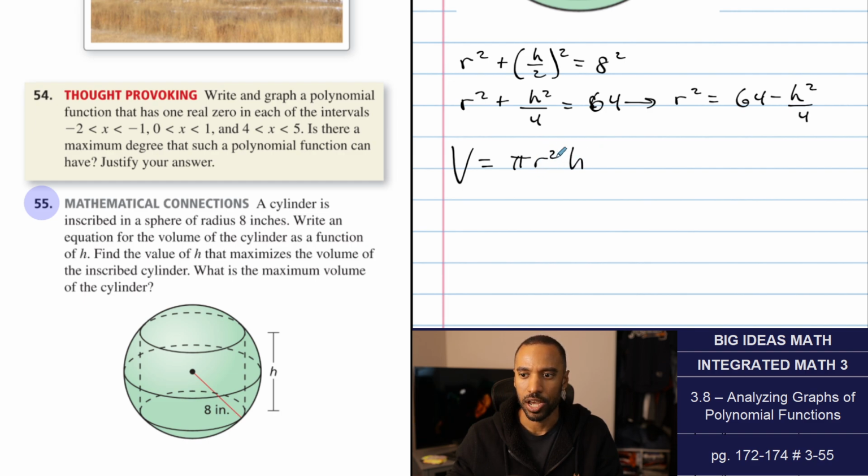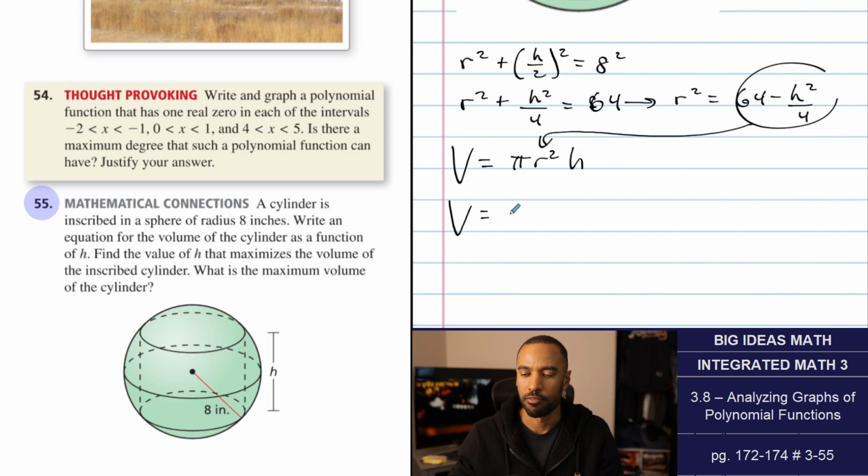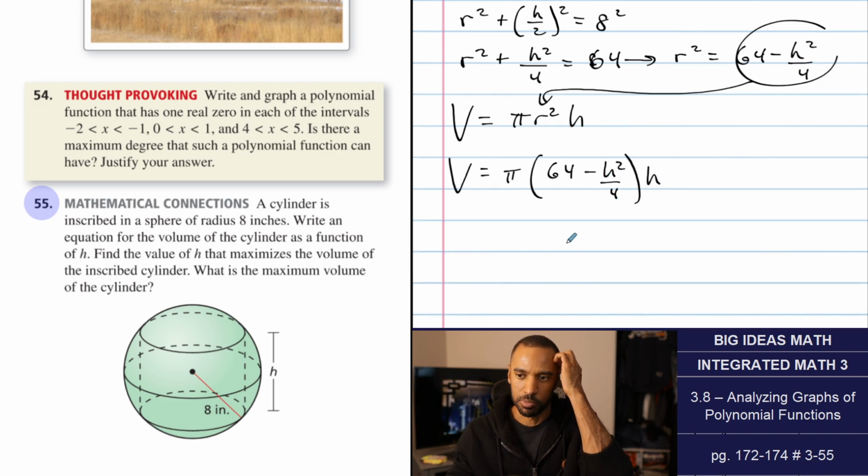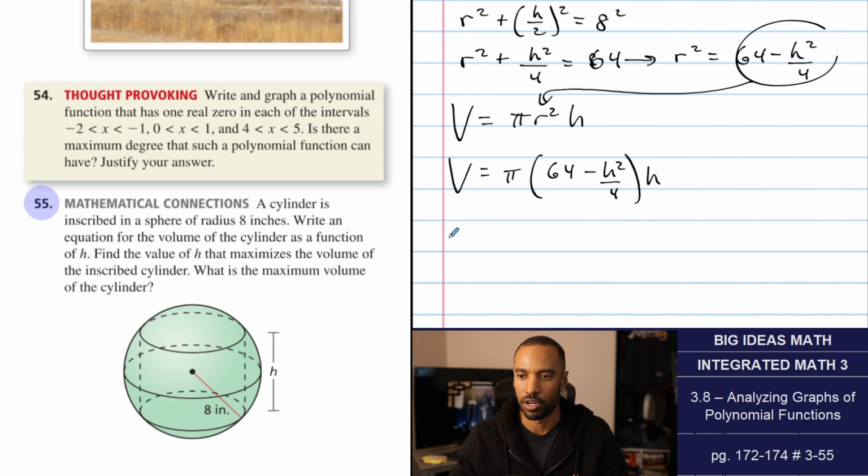So if I just use my r squared that I have right here, then I can substitute it in there. So my volume can be pi times (64 minus h squared over 4) times h. And you could do some distribution things here if you want to. I don't know. We could leave it like that.